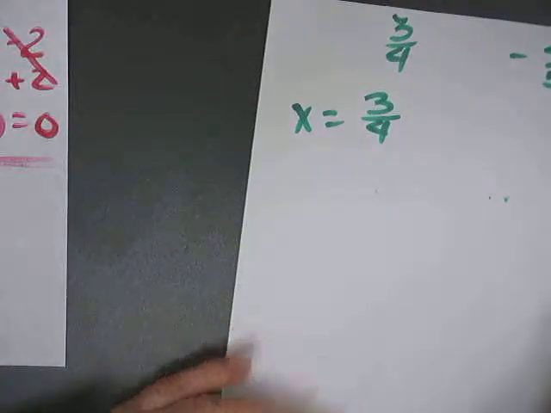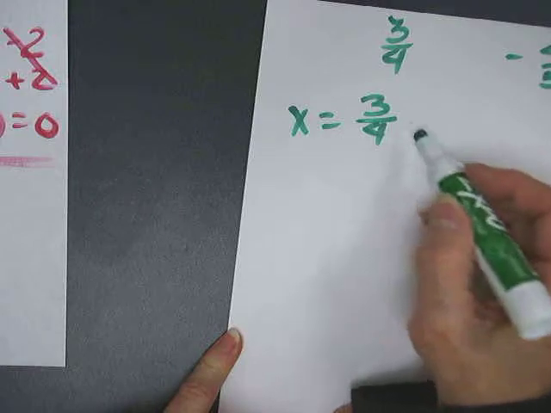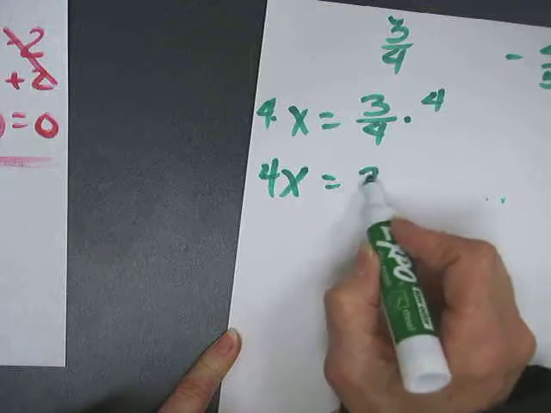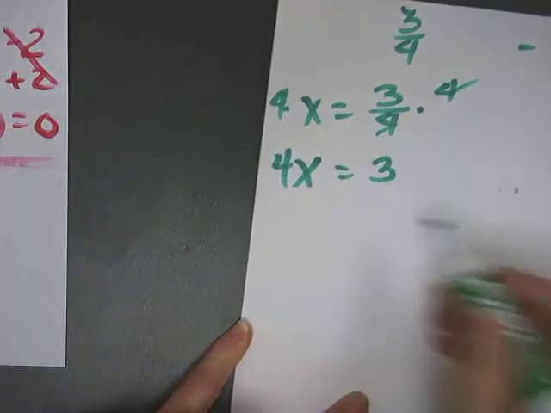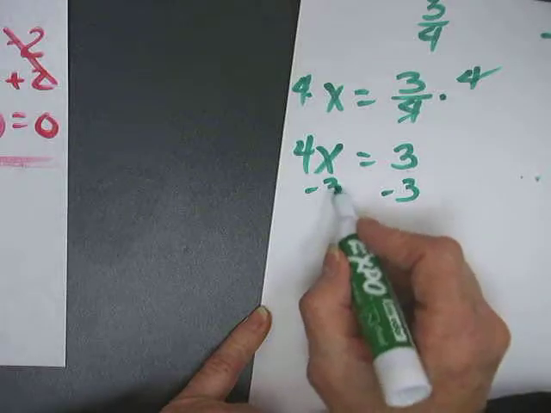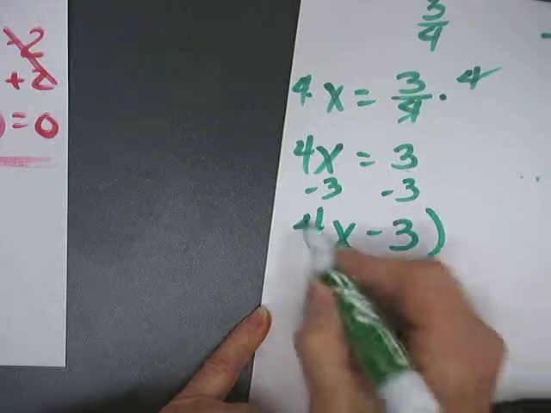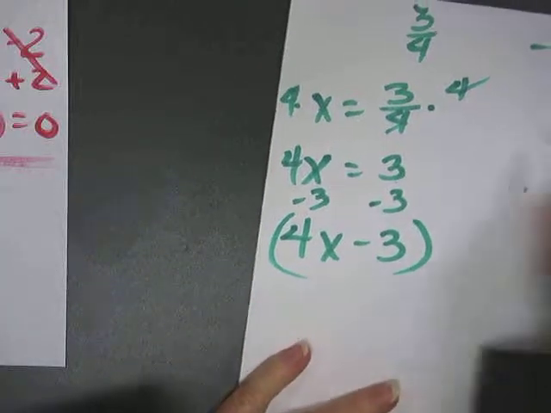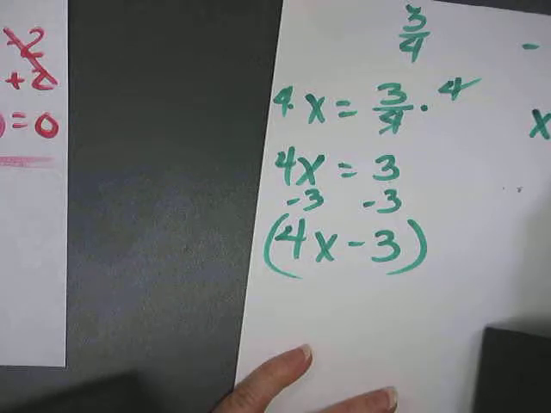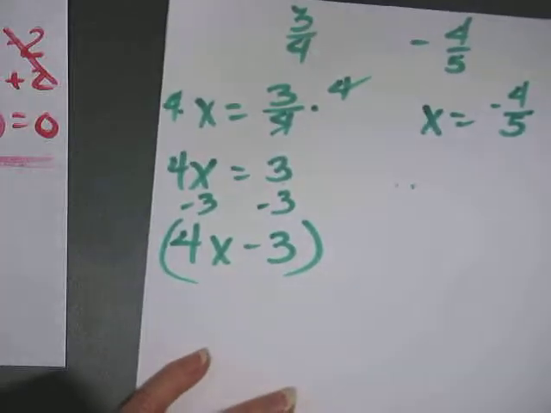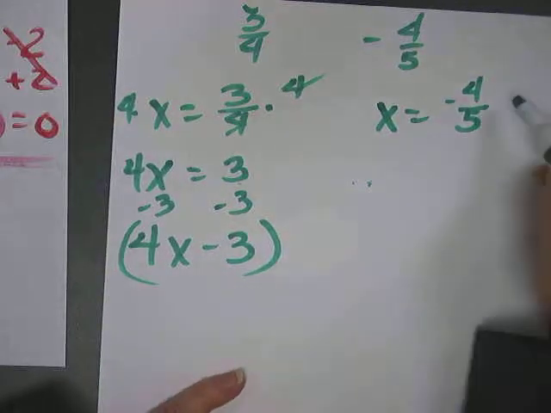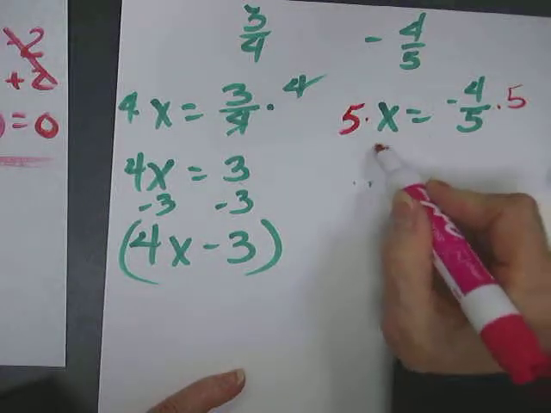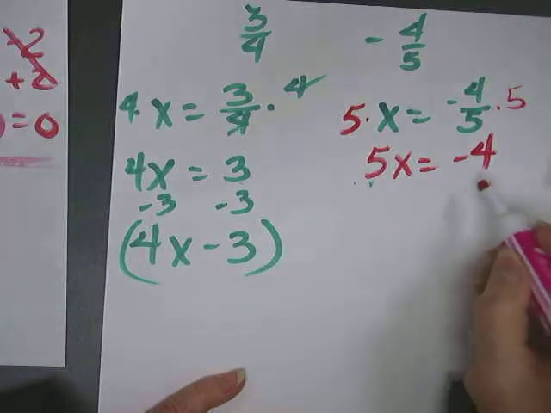Okay, I don't know if I'm going to have enough room to do all that. Okay, let's do it on another sheet. 3/4 and -4/5. Okay, x equals 3/4. We want it equal to 0. First, we're going to multiply by 4, right? Minus 3. Okay? That's one of our factors.